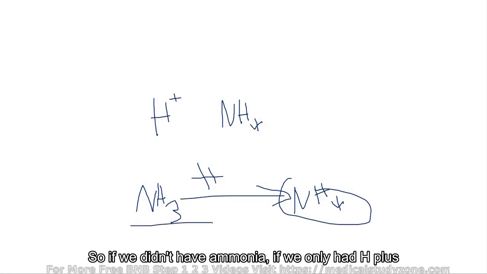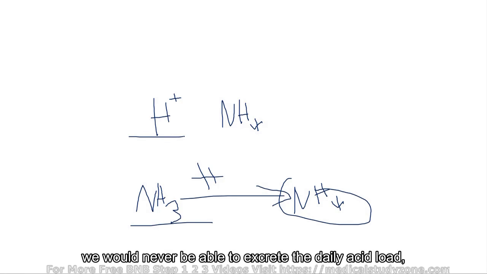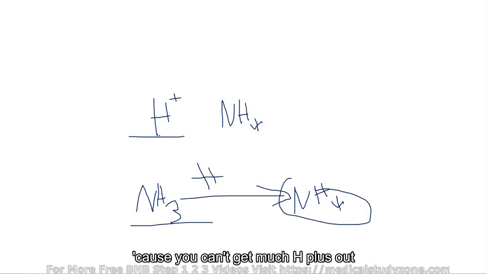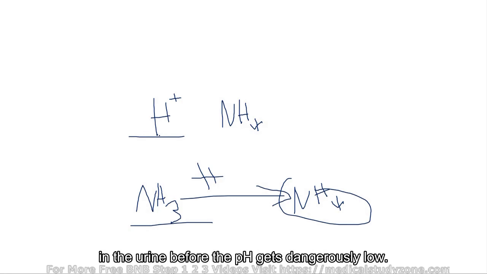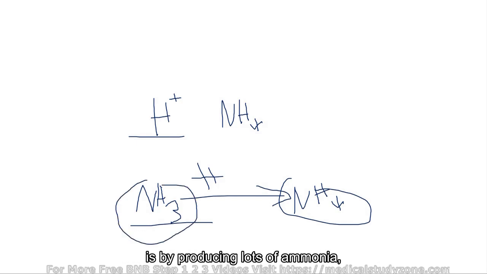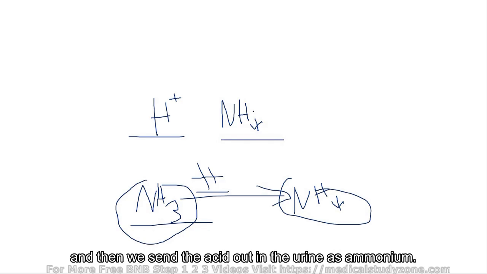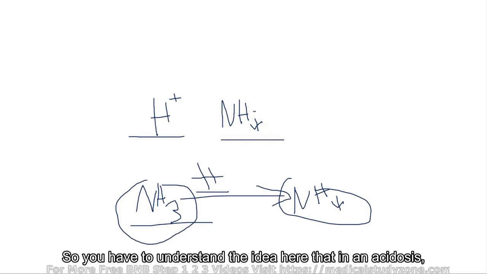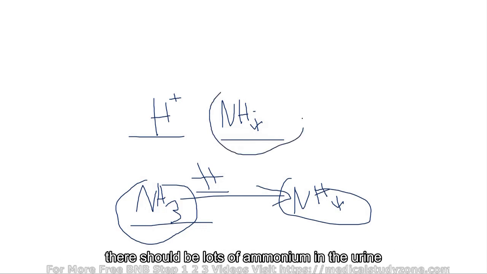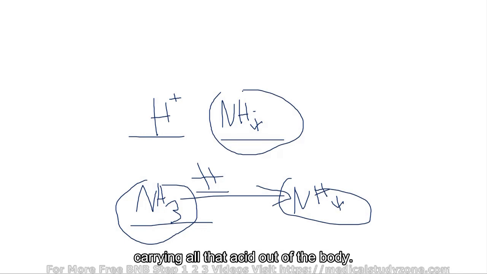So if we didn't have ammonia, if we only had H+, we would never be able to excrete the daily acid load because you can't get much H+ out in the urine before the pH gets dangerously low. The way the body works around this problem is by producing lots of ammonia, which picks up a proton and becomes ammonium, and then we send the acid out in the urine as ammonium. So you have to understand the idea here that in an acidosis, there should be lots of ammonium in the urine carrying all that acid out of the body.